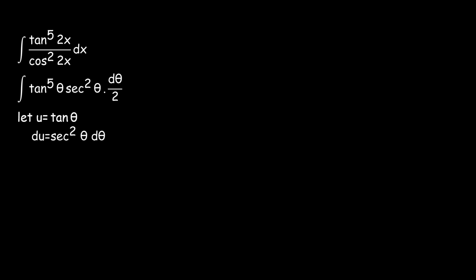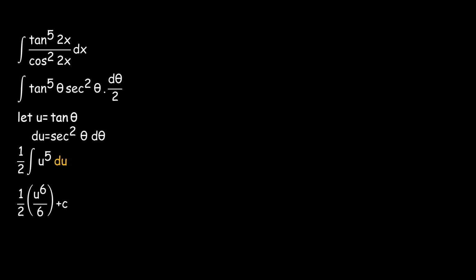Then we substitute it into the equation. In this equation, you see that we have u to the power of 5 times sec squared theta d theta, which, remember, is just du. So I replace that with the du. And of course, the 1 over 2 goes outside. The integral of u to the power 5 is actually easy. It's u to the power 6 over 6. So we have half of u to the power 6 over 6 plus c.